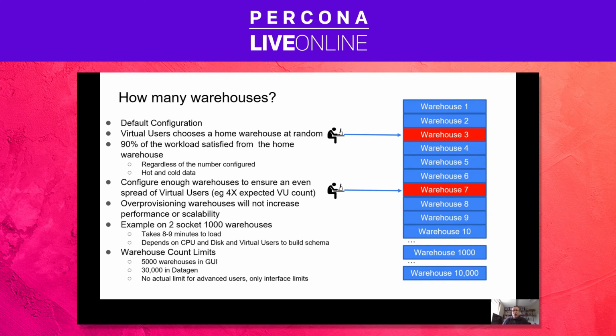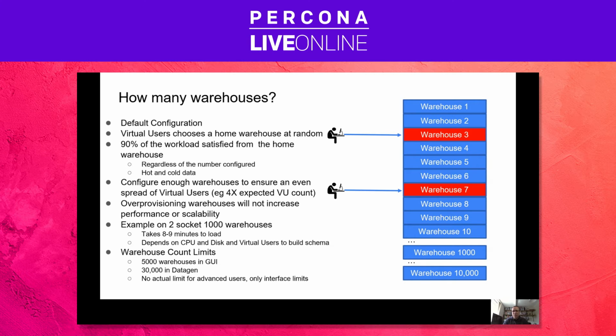Assuming you're running the default cached workload, a virtual user will select what's termed a home warehouse at random. Now, 90% of the workload is going to run on this home warehouse. So in this example, we've got two virtual users. The first one selected warehouse 3, the second one selected warehouse 7 from 10 warehouses. So they're going to be mostly hot. 90% of the workload is going to take place on that subset of the data, whereas the other warehouses are going to be mostly idle. Some of the workload will be satisfied from them, but not a great deal.